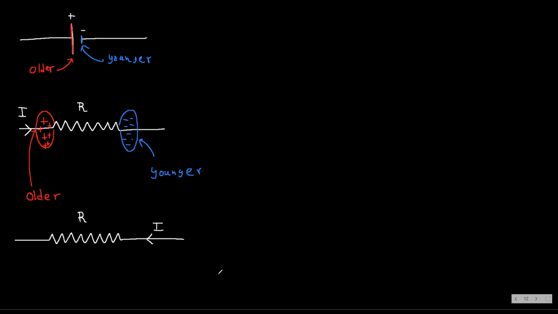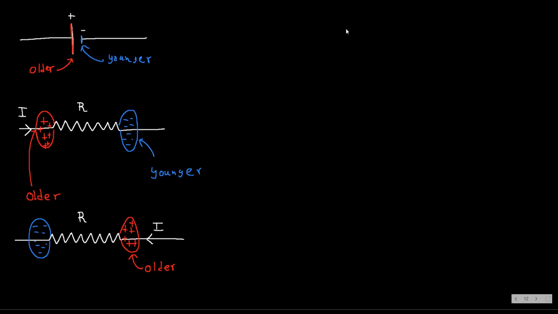Who is the older one? Who is the younger one? The right hand side is older. Yes, the right hand side is the older one. Is it clear for everyone? And the left hand side is the younger one. Unlike the cell, in a resistor the older and younger sides change according to the direction of the current. Am I correct? Correct, sir.